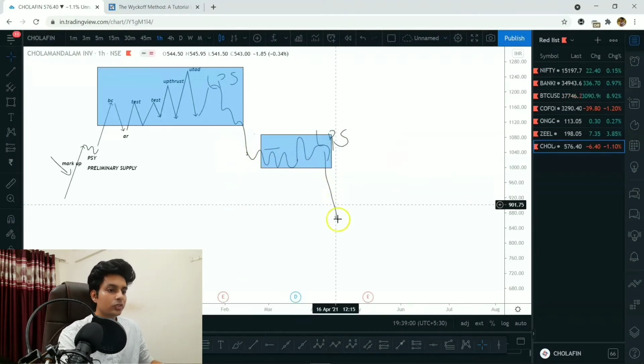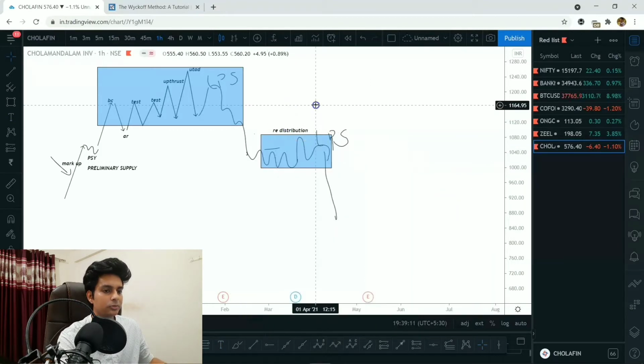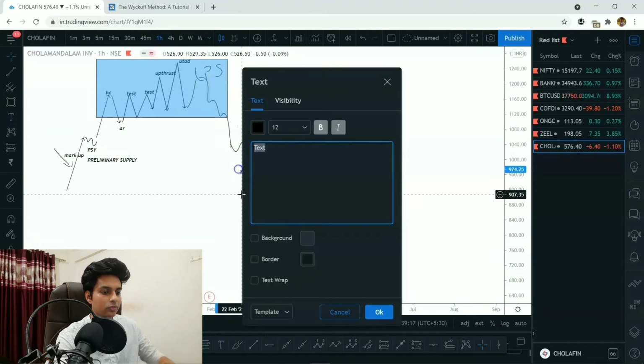Now as the price moves down, this is what we call redistribution. And now the prices move down. So this whole move down is what Wyckoff calls markdown.